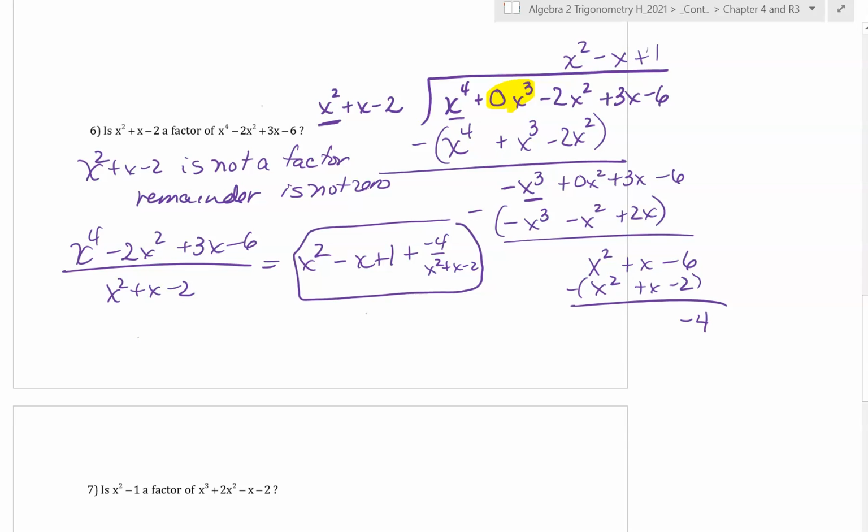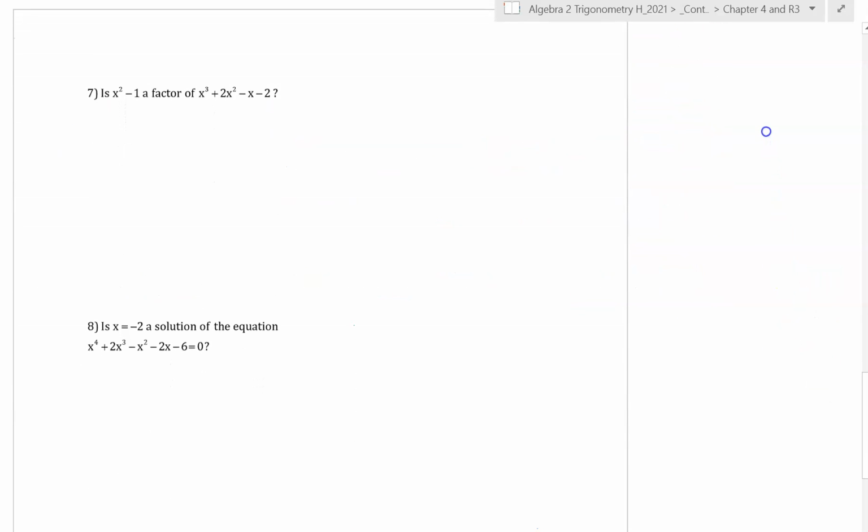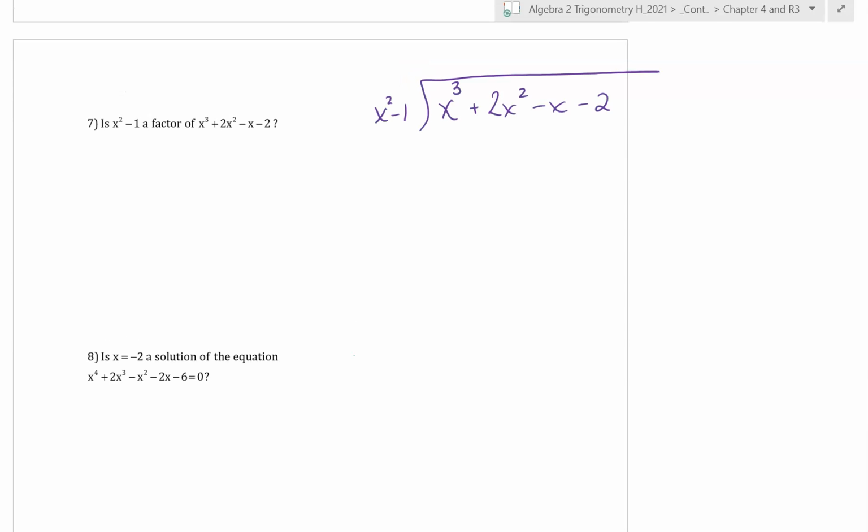All right, let's take a look at the next example. So we are going to divide x cubed plus 2x squared minus x minus 2 by x squared minus 1. So go ahead and pause the video and see if you can do the first step on your own. Give it a try. All right, so x times x squared is x to the third.